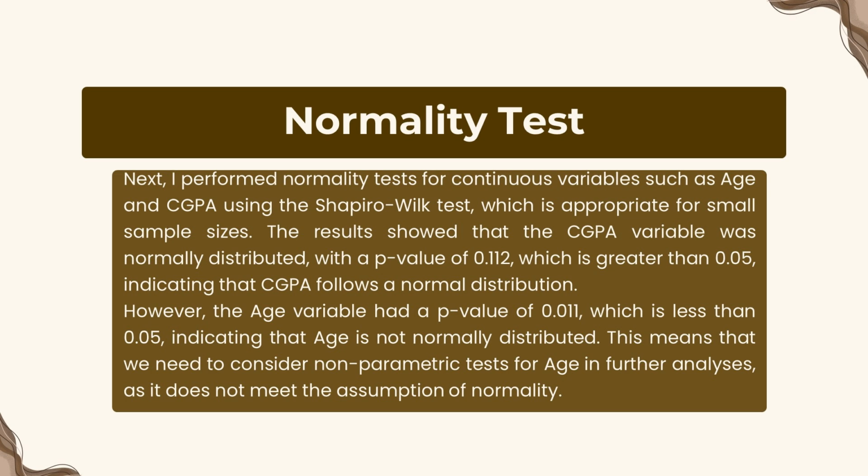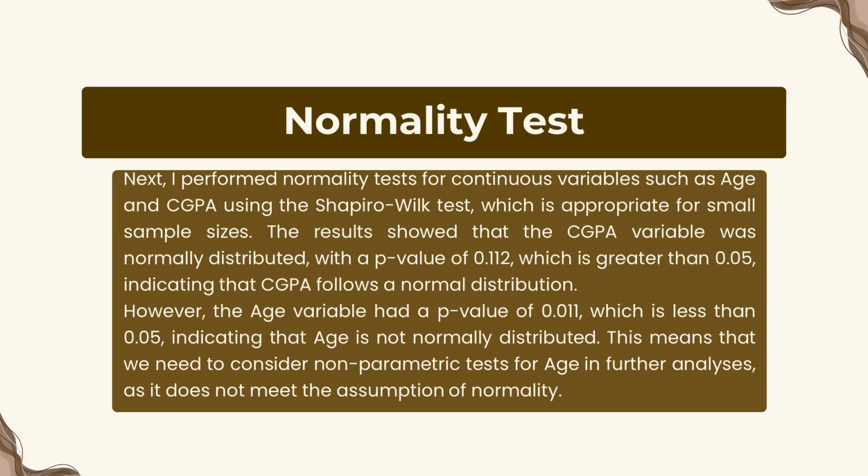Normality test. Next, I performed a normality test on continuous variables such as age and CGPA using the Shapiro-Wilk test, which is appropriate for this sample size. The result shows that CGPA was normally distributed with a p-value of 0.112, which is greater than 0.05, indicating that CGPA follows a normal distribution.